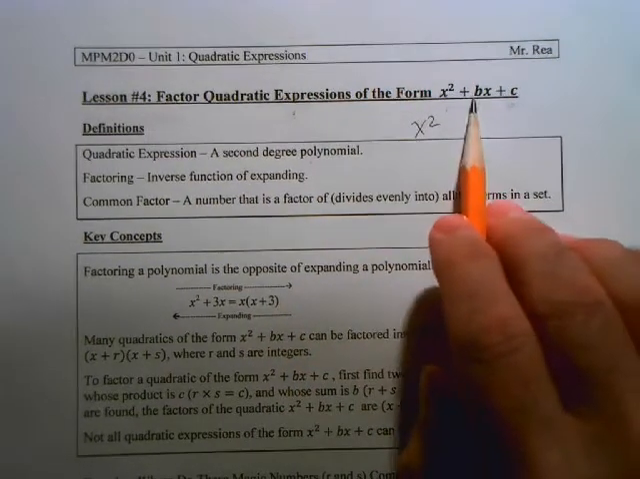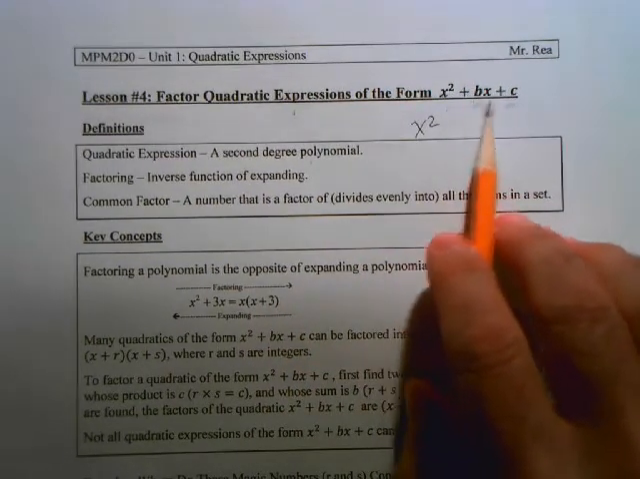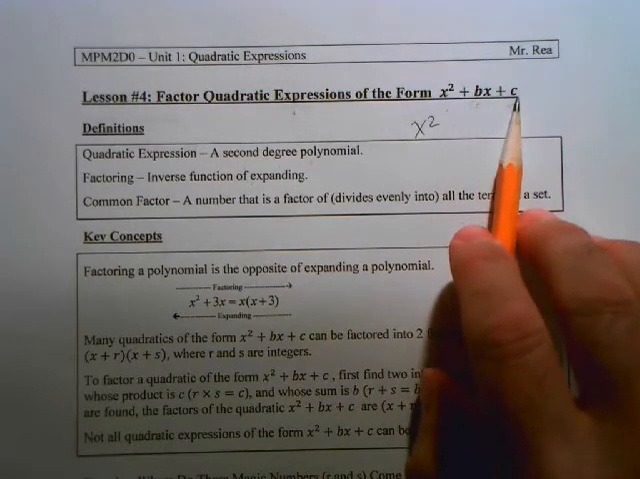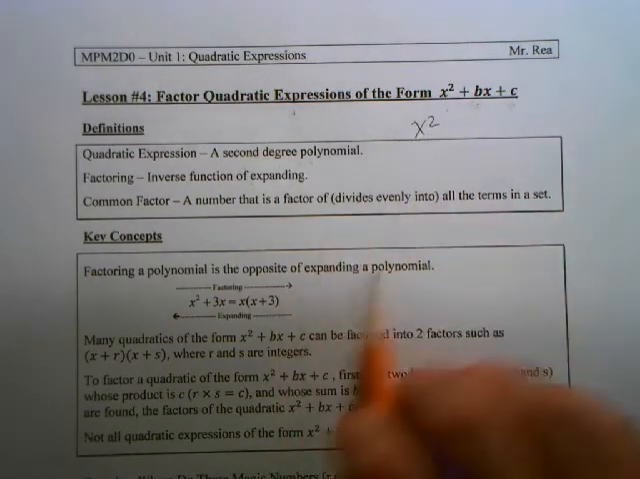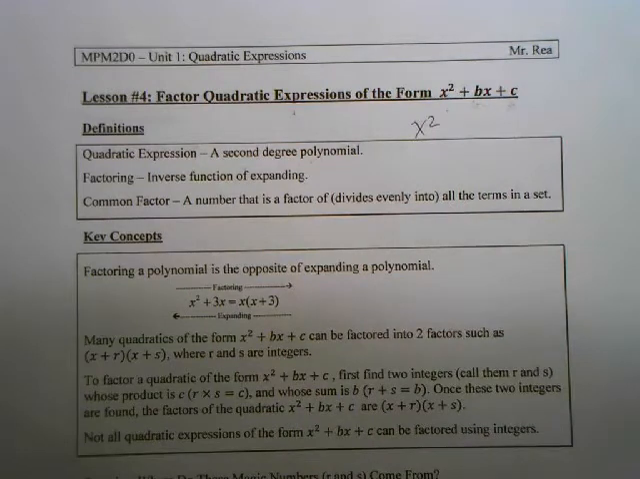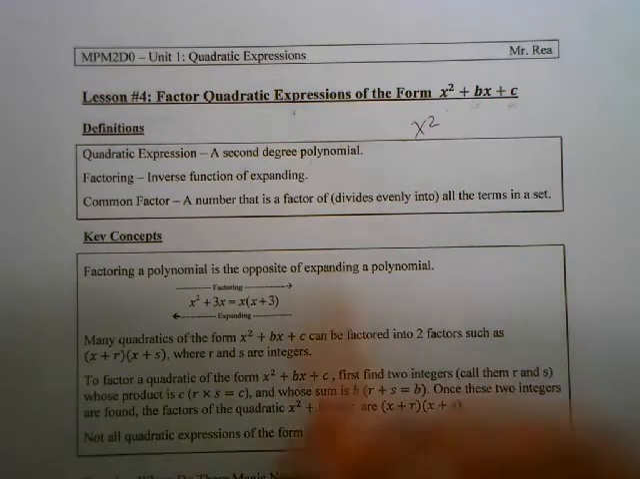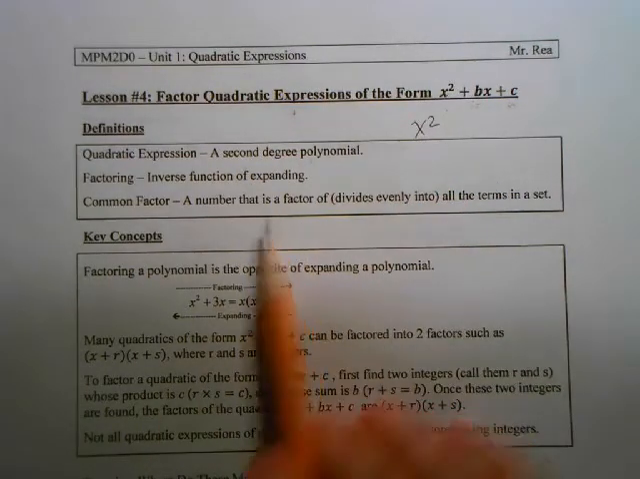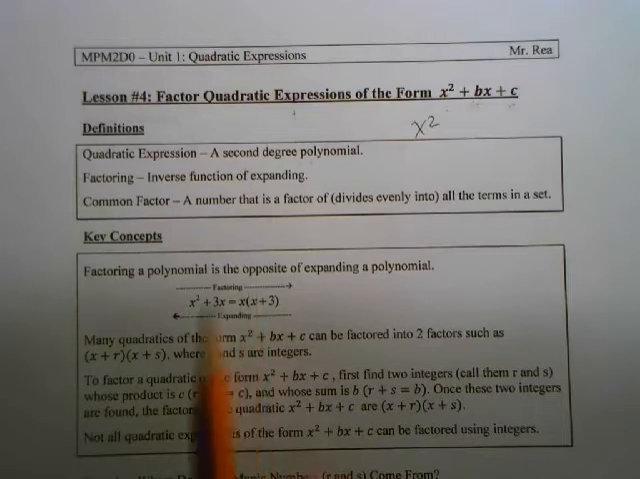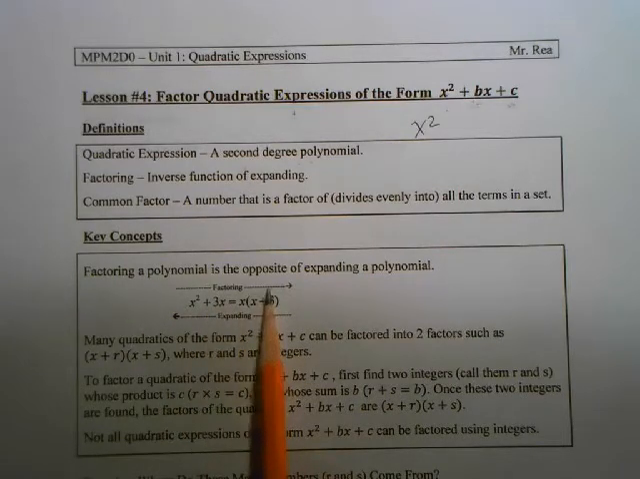It doesn't necessarily have to have an x term or even a c term, but for this type of factoring, most of the time it will have a value for b and c. And what we want to do when we factor, if you go look at this example, just the difference, what is factoring? Well, factoring is the opposite of expanding.